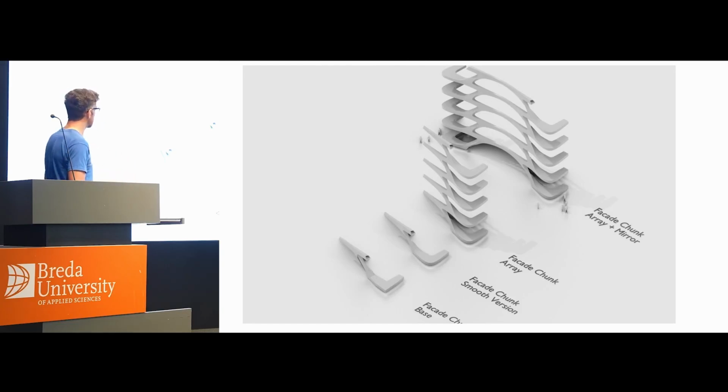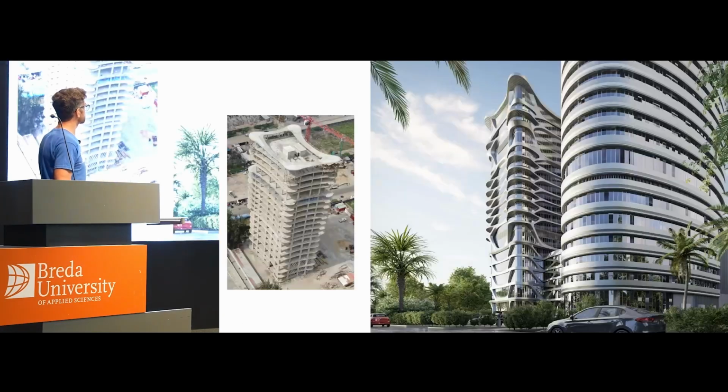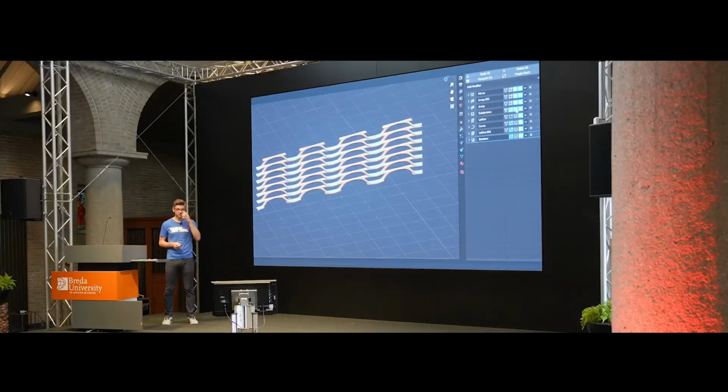So we start with the facade chunk, then subdiv, then do an array, and then array and a mirror to get something like that. The building is in construction. This photo is fairly old. I really hope they're well done by this point, but I'm not sure. This is in Lagos in Nigeria.